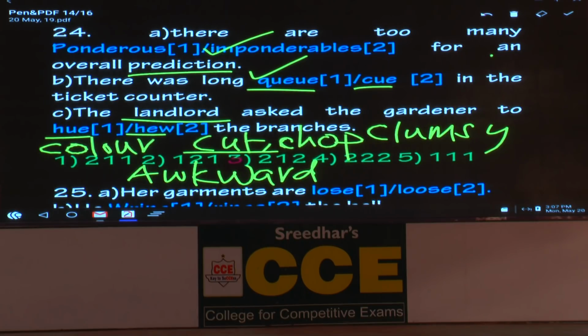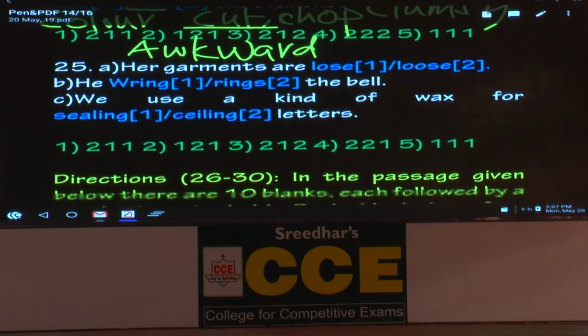C-H-O-P, chop. So which one is the answer? The second word is the answer. Chop the branches or cut the branches.